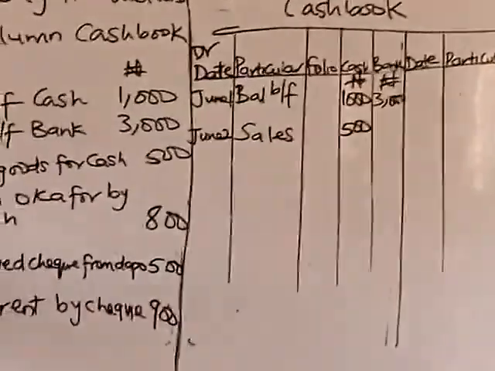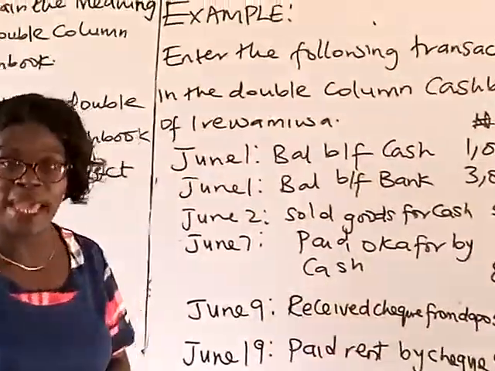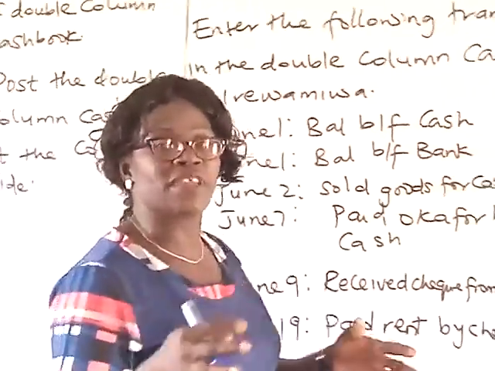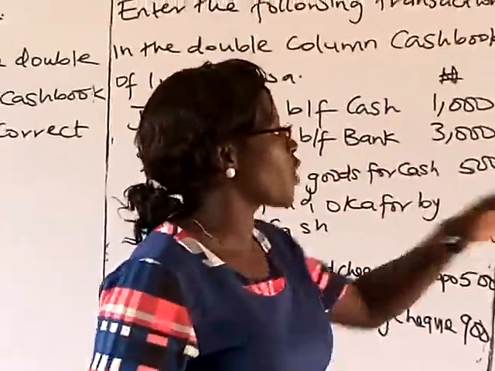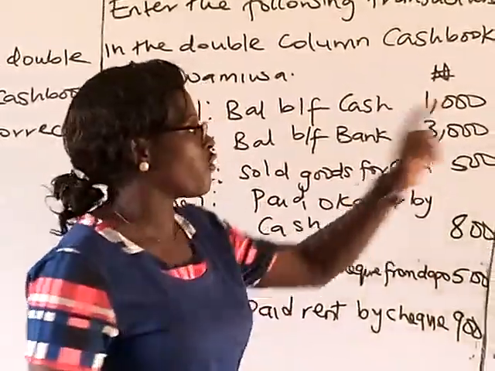The next question is June 7, paid Okafor by cash. They paid Okafor. That is, they give out money to Okafor. Money is being given out to Okafor. So it means you are going to credit 800 naira under the cash column of the credit side.